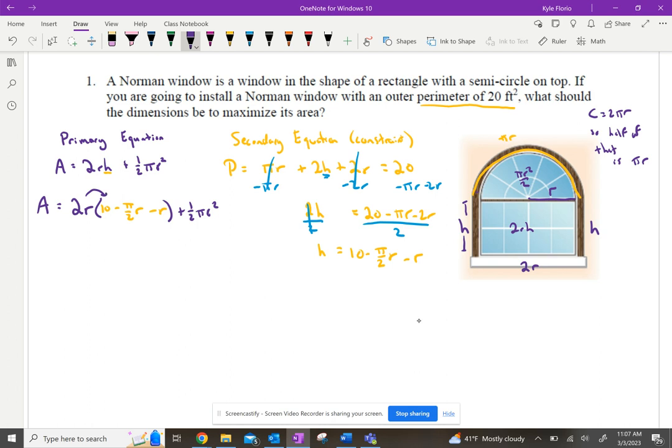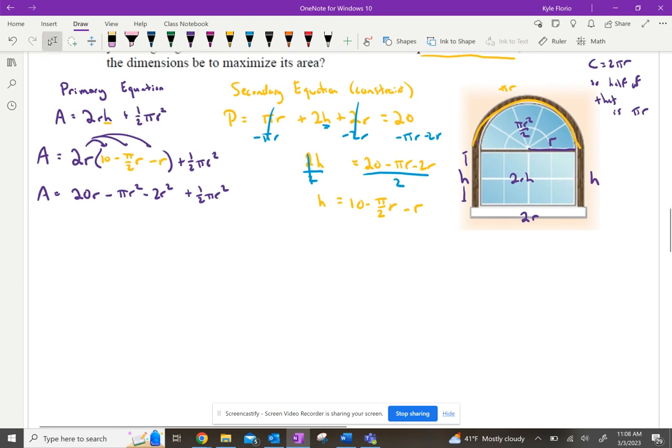So now when you do this distributing step, boom, boom, boom, the area is going to be 2 times 10 is 20 times r. The 2's will cancel out, so we're just going to get r times pi r, which is pi r squared. And 2r times r is going to be 2r squared. And then we have this plus 1/2 pi r squared.